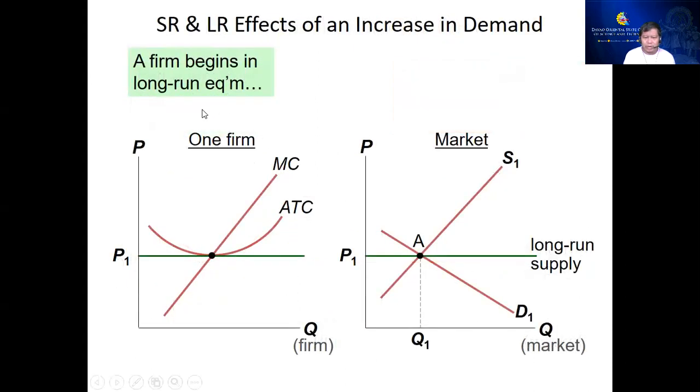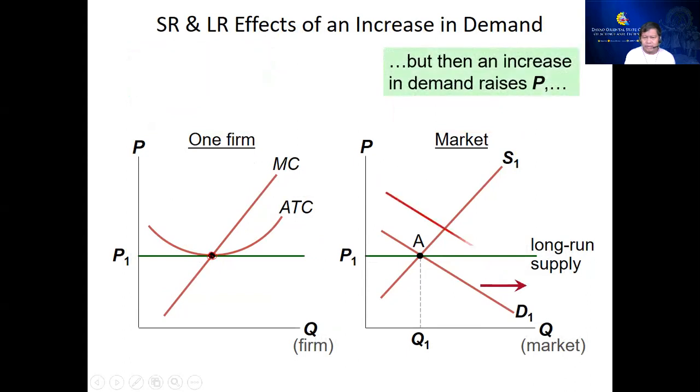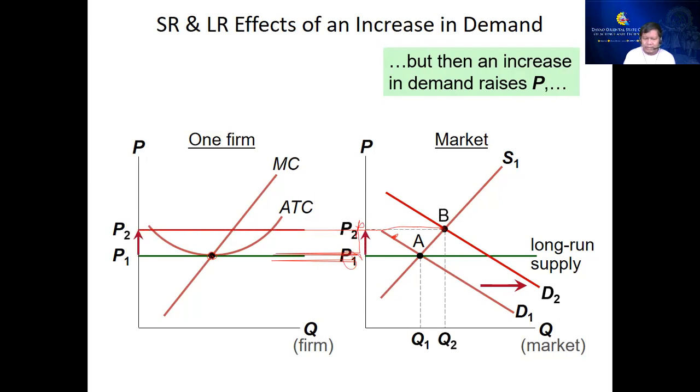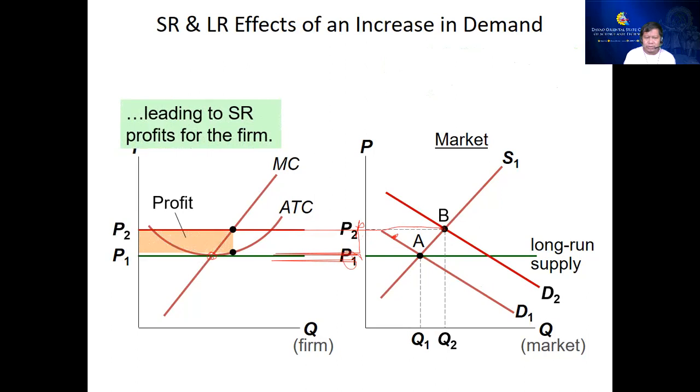The firms begin in the long run equilibrium. So one firm, long run equilibrium, P. Okay. But an increase in the demand raises the price, no? So this is the demand curve. Increase ang demand, so mag-change ang price, gikan dinhi padulong sa babaw. So pataas ang price, then leading to short run profits in the firm. Kung pataasan mo ang presyo above sa ATC, ang short run makaginansya.